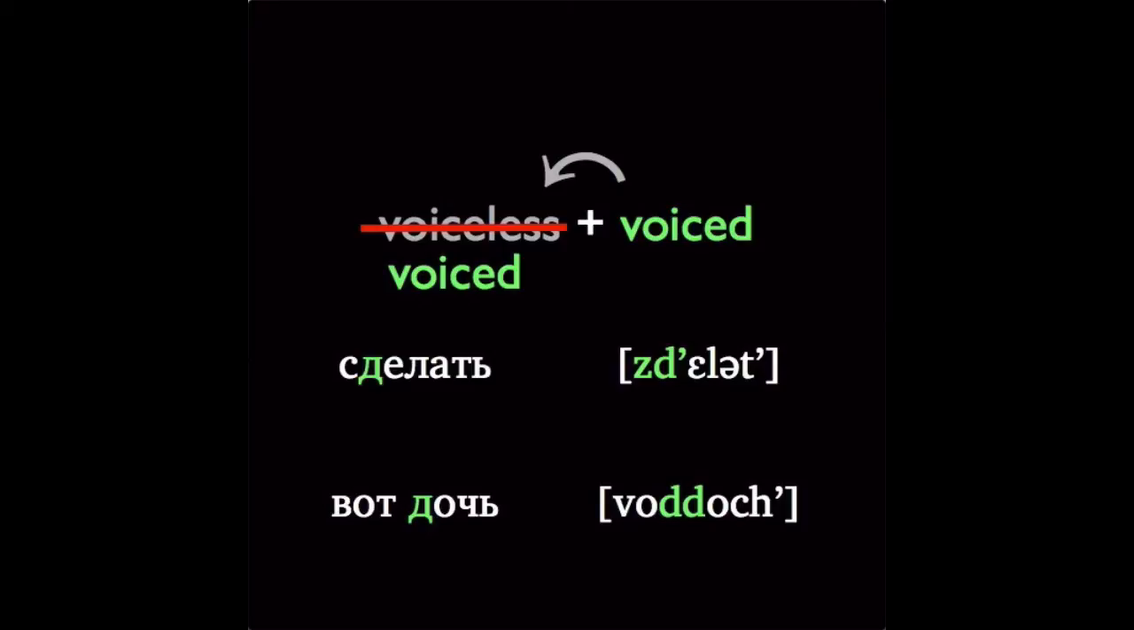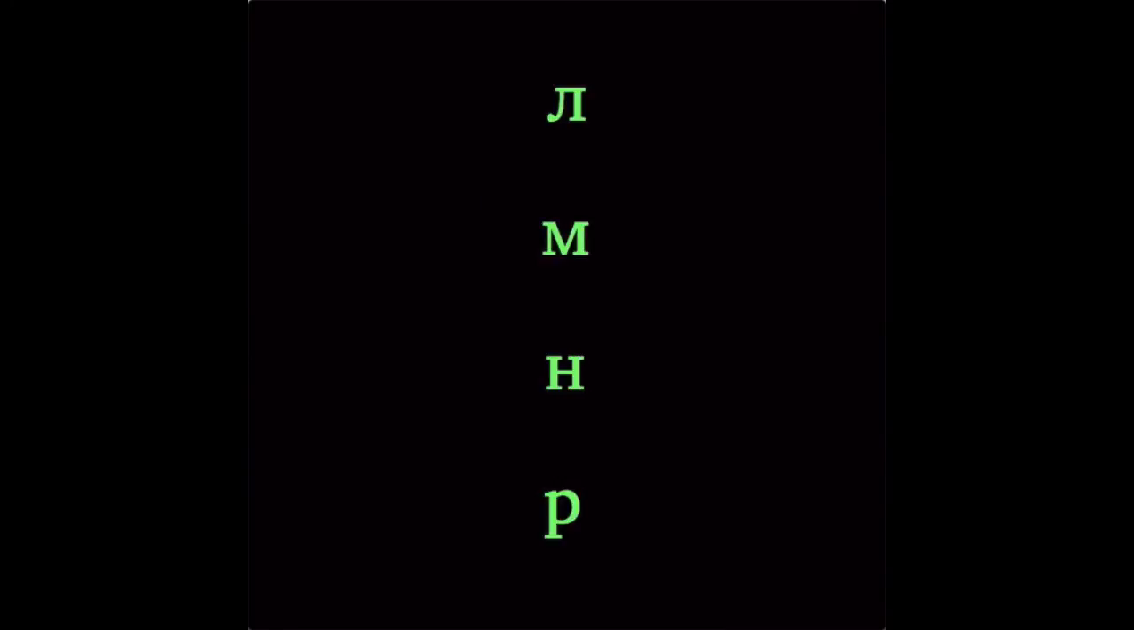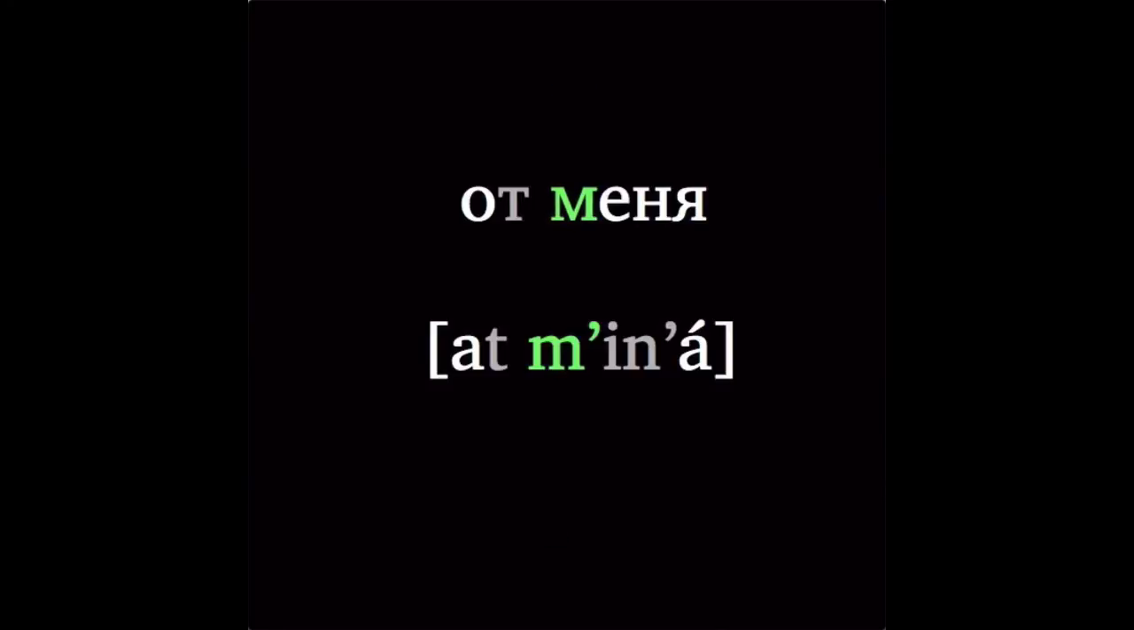Вот дочь. As we saw before, though, there are four consonants that don't get involved in this voicing and devoicing business. So L, M, N, and R don't generally become devoiced. Listen for how the L here is voiced even before the voiceless K. Полка. And these same four letters do not cause a preceding consonant to become voiced. So you can hear how the T in ОТ remains voiceless even before the voiced M.